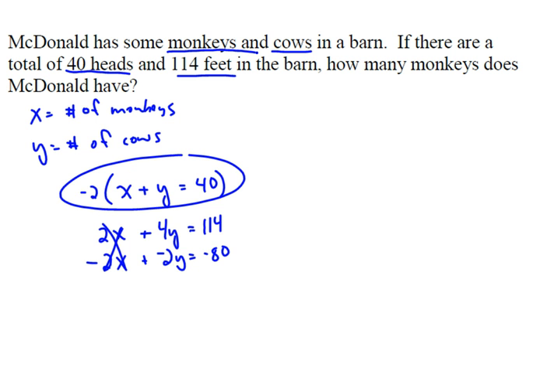2x minus 2x is 0. That gives you 2y equals 34. When you divide by 2, you get y equals 17.